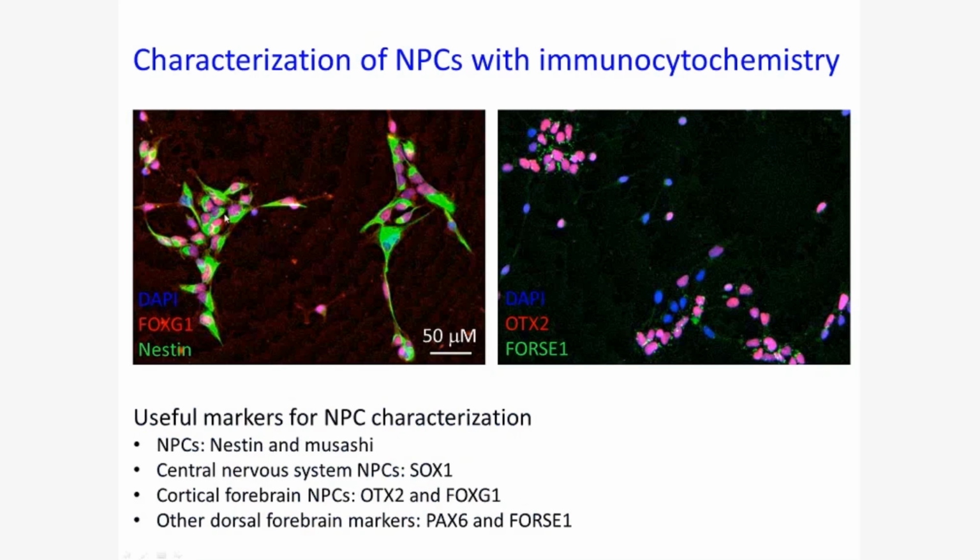And here are examples of successful stains with markers of excitatory cortical neural precursors, including FOXG1, OTX2, and FORCE1. Another widely used marker is PAX6, which I'm not showing here. Nestin and Musashi are often used as markers of neural precursors. And for a more precise marker of our desired neural precursor cell type, we often stain the cells with SOX1, which is an indicator of successful differentiation to central nervous system NPCs, ruling out, for example, neural crest-like cells.